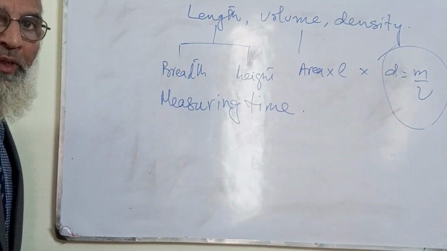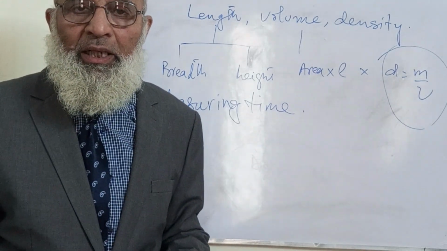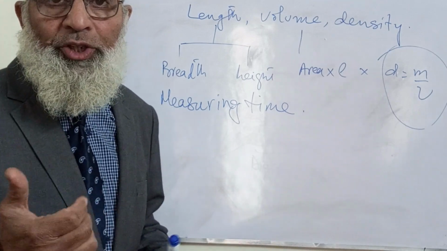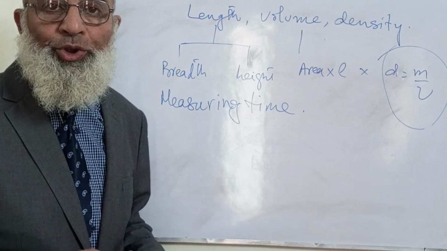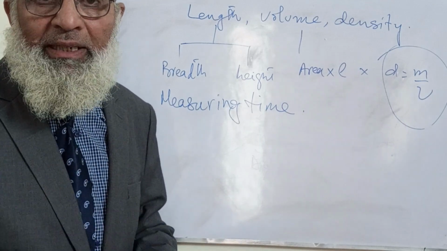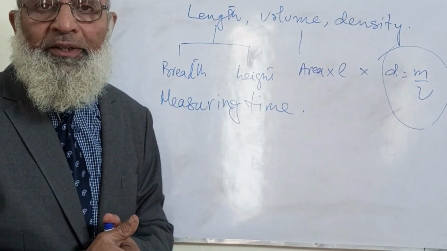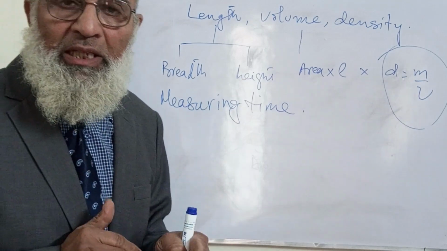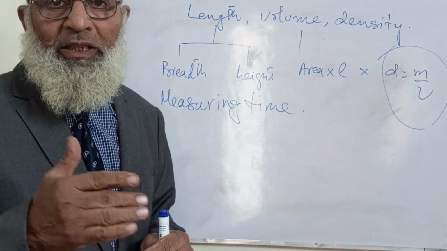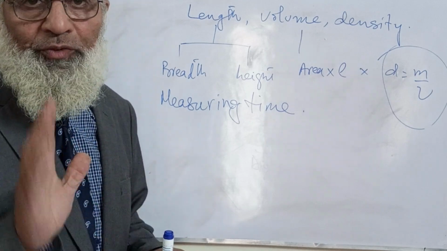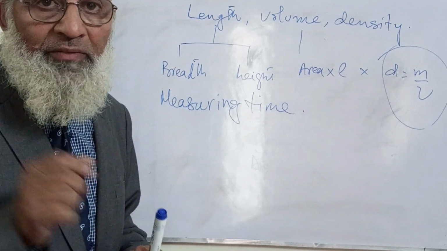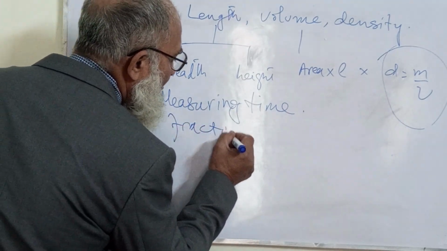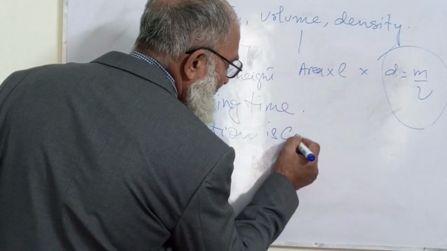Measuring time. For example, there's an athlete. When he sprints, the time is noted by his coach, how much time he takes to complete the 100 meters. The lesser the time he takes, that means he is faster. And even the fraction of the second is counted.